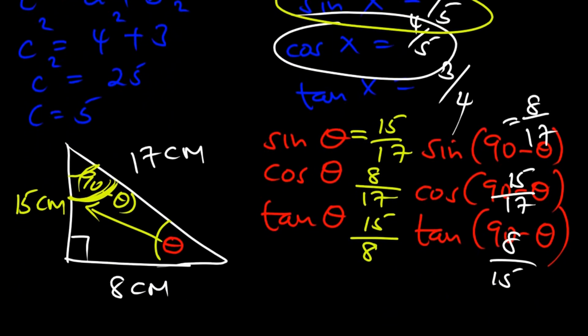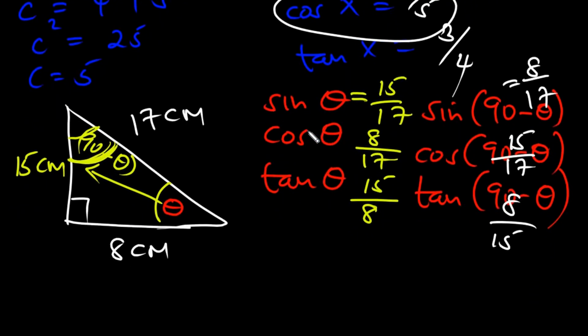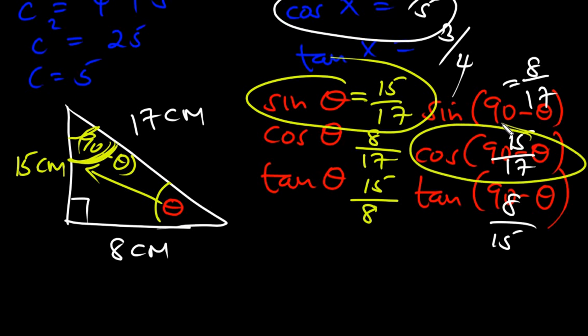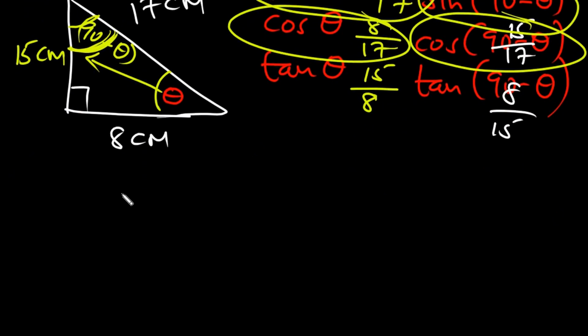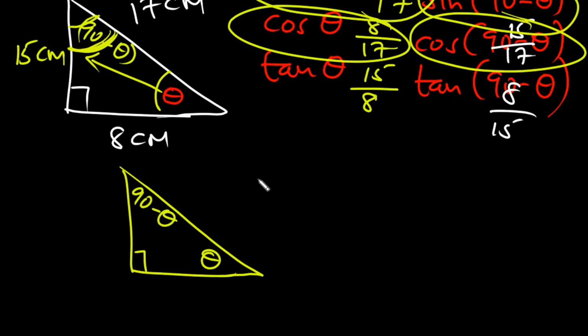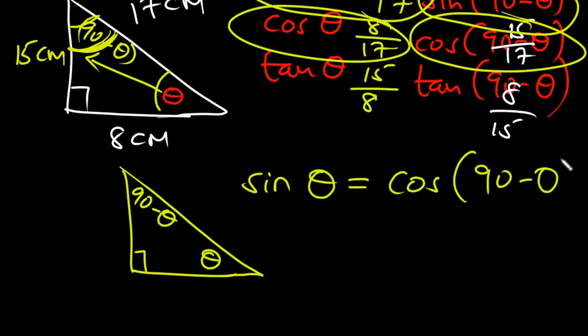Okay? Then let's go to the next example. The sine of angle theta is 15 out of 17. The cosine of angle 90 minus theta is also 15 out of 17. And then the cosine of theta is 8 out of 17, and you can see that the sine of 90 minus theta is also 8 out of 17. So you can see some relationship there: if you have a triangle this way and you have this angle as theta, and this other angle is 90 minus theta, then the sine of angle theta is the same as the cosine of the other angle, that is 90 minus theta.